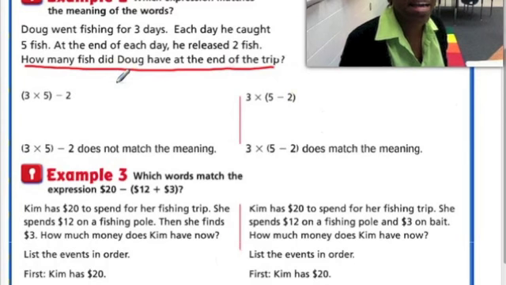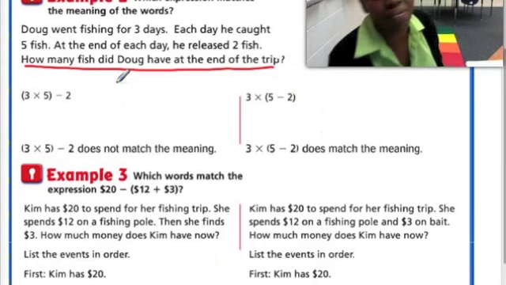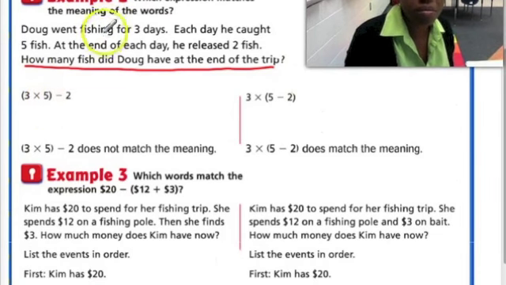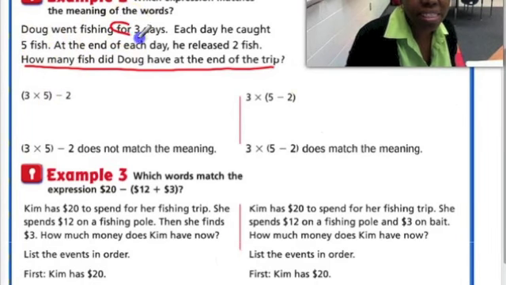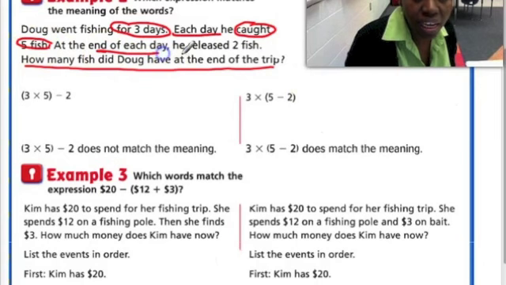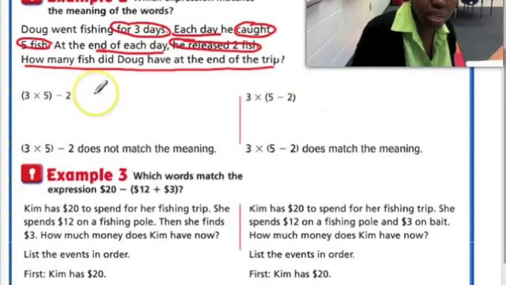Now remember, we're not actually solving to get an end result, a product, or a quotient, or any of that. We want to get an expression that matches these words. So we have this expression, 3 times 5 minus 2. Here's what we know. That he went fishing for 3 days. Each day he caught 5 fish. Okay, so that's important, that each day he caught 5 fish. At the end of each day, he released 2. Okay, this is the information that we know.